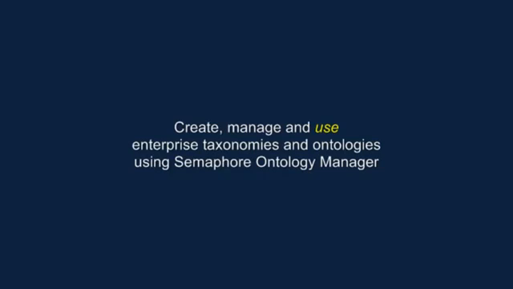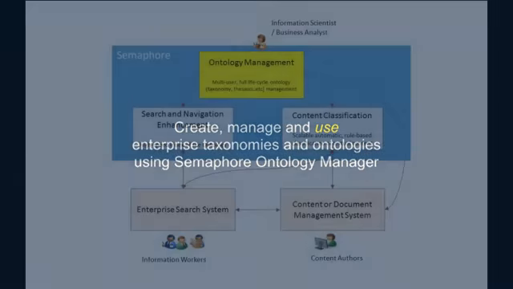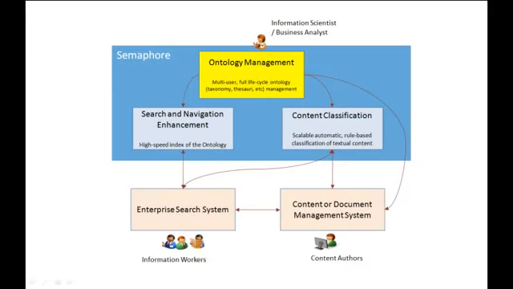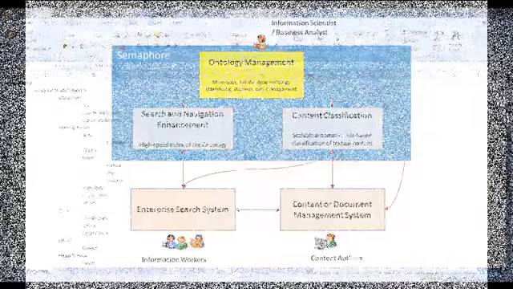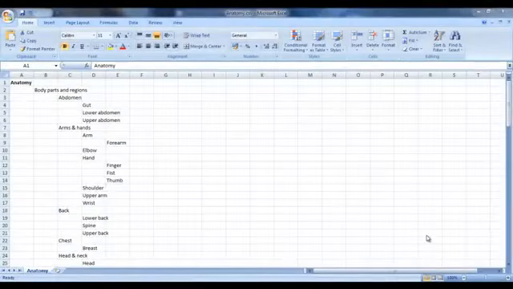SmartLogic Semaphore is an open semantic platform that provides taxonomy management, automatic content classification, and taxonomy-driven search and navigation. This overview demonstrates the capabilities of the ontology management components. Many organizations are struggling to manage taxonomies or controlled lists in tools like Excel or Word.